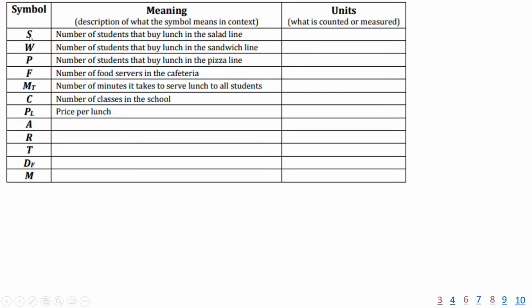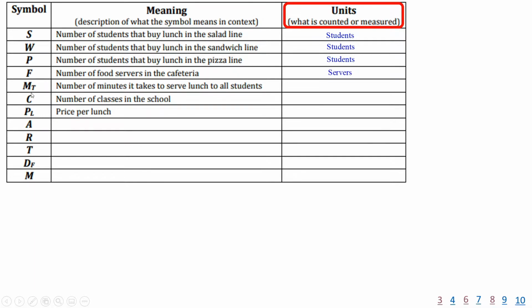The symbol S stands for the number of students that buy lunch in the salad line. So, what's being measured there? Number of students. Units, what is counted or measured? Students. W, the number of students that buy lunch in the sandwich line. And again, what's being measured there? Students one more time. P, the number of students that buy lunch in the pizza line. And again, what's being measured? Students. F, the number of food servers in the cafeteria. And that would be number of servers.